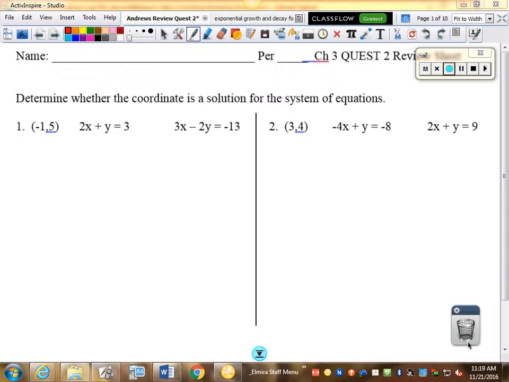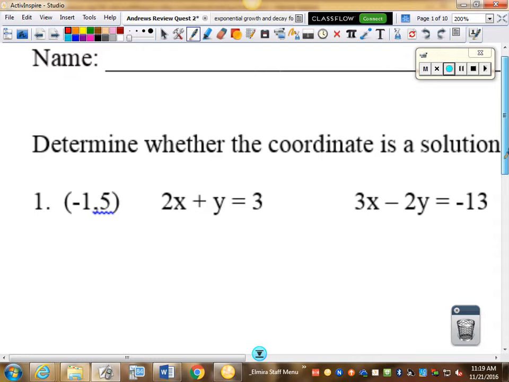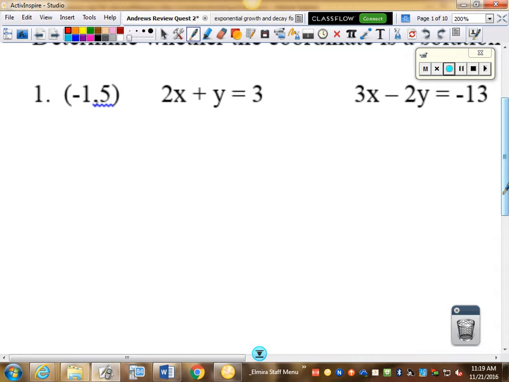Okay, so the first and second problem, I'm going to blow these up a little bit, one at a time. So this is an x, this is a y. What we're doing is subbing in. So 2 times x is -1, plus the y is 5, and we want to know, is it equal to 3 or not?